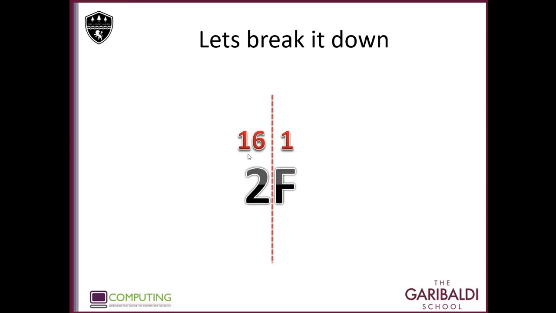So we've got our headings 16 and 1. What we need to do is 1 times 15, because remember F is 15 in hexadecimal, so 1 times 15 is 15. And then we need to do 2 times 16, so 2 times 16 is 32.